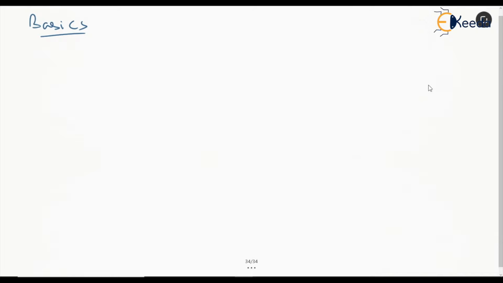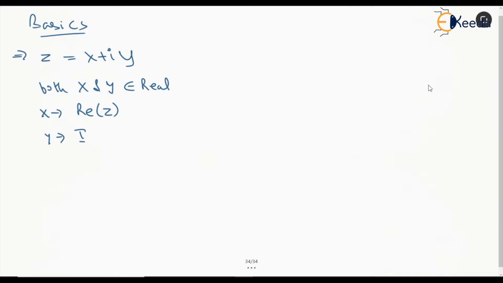So, this complex variable z is given as x plus i y, where both x and y are real. So this x is taken to be the real part of z and y is taken to be the imaginary part of z. In the Cartesian form or in the rectangular plot, if this is x, which is the real part, this is y, then maybe somewhere here we will have this x comma y.